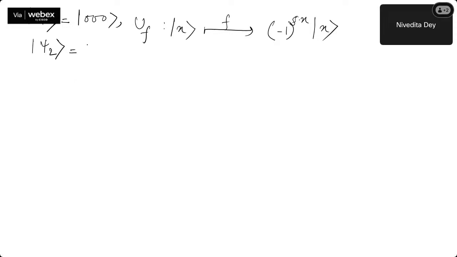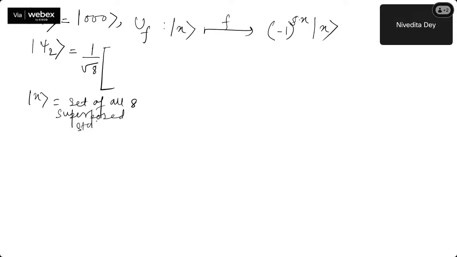Okay. Now, phi 2 will be 1 by root over 8, which is a superposed one. So I'm directly taking the superposed one, which is from the ket x coming. So ket x means x is the state of all superposed states, the set of all 8 superposed states. So x can be either 000, or it can be 001, likewise till 111.